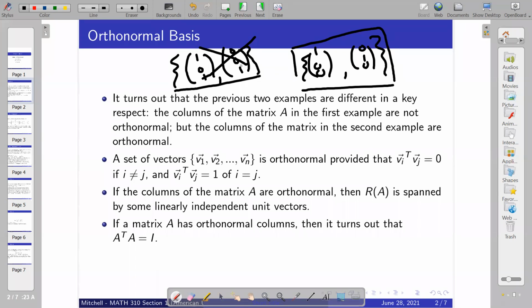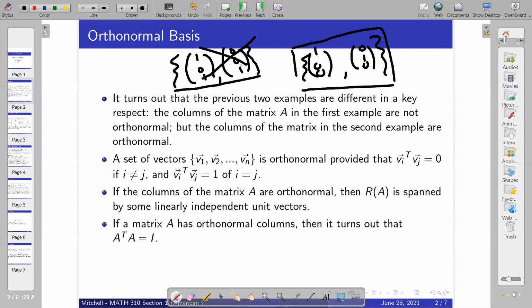In general, the orthonormal bases for a two-dimensional subspace of R3 don't just look like the thing that's boxed on the right. They can have a more expansive view. Let's talk about what that is. So a set of vectors is orthonormal provided that their dot product is 0 mutually if i is not equal to j, and their dot product is equal to 1 if it is.